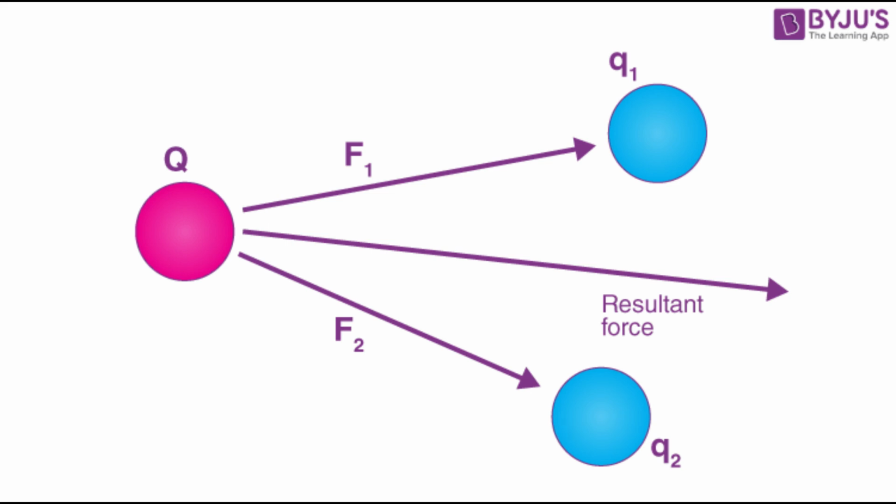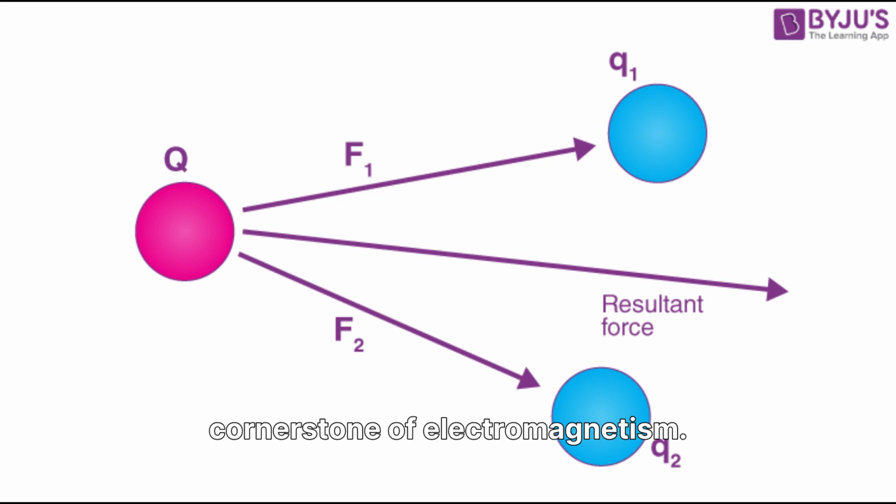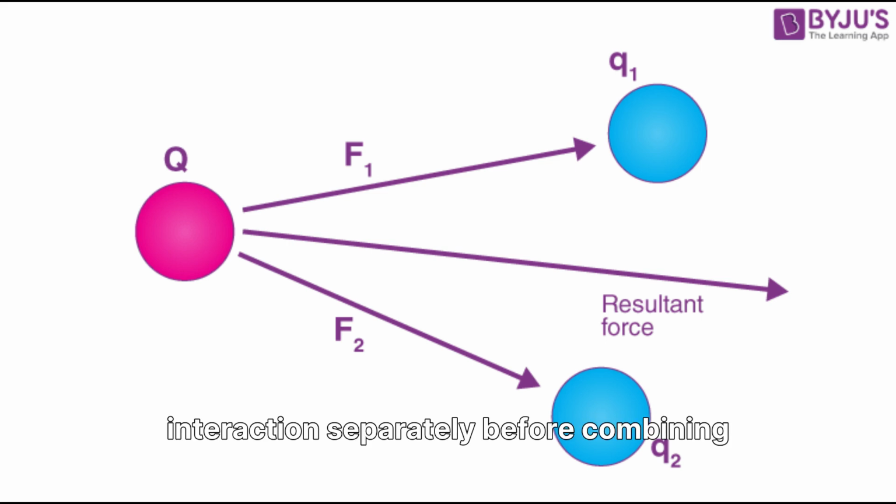The total force on a charge is the vector sum of the forces from all other charges. This is known as the superposition principle, a cornerstone of electromagnetism. It means that each pair of charges interacts independently, and the net force on any given charge is simply the sum of all individual forces exerted on it by every other charge in the system. This principle simplifies complex multi-charge problems by allowing us to consider each interaction separately before combining them.